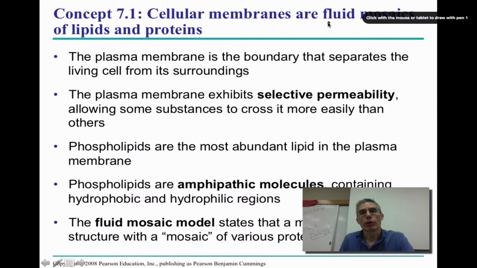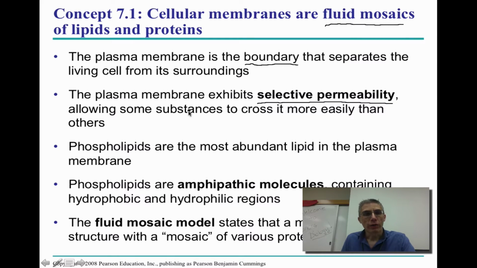Now, when you think about the cell membrane, oftentimes we are going to compare it to something called a fluid mosaic. And we call it a mosaic because it actually has lots of different other types of materials that are going to be embedded within that phospholipid bilayer that we had talked about back in Chapter 6. The plasma membrane is considered the boundary that's going to separate the living cell from its surroundings. We consider the cell membrane selectively permeable, and what that implies is that it is only going to allow some substances to cross it more easily than others. So it's going to be very selective in what it lets in and what it lets out.